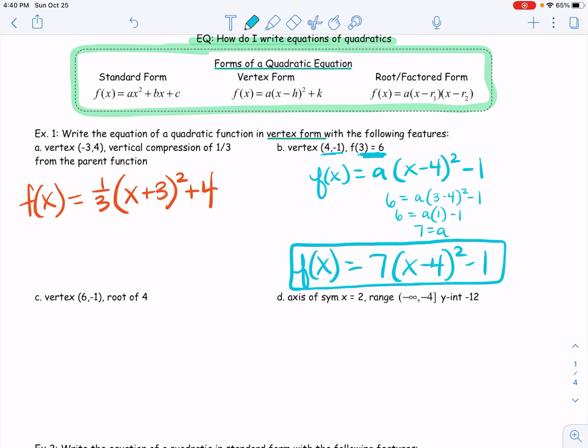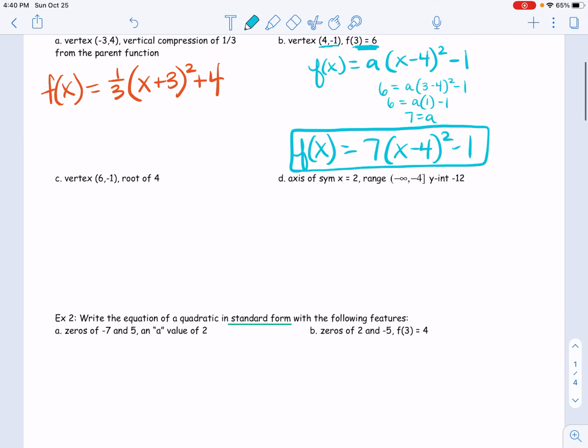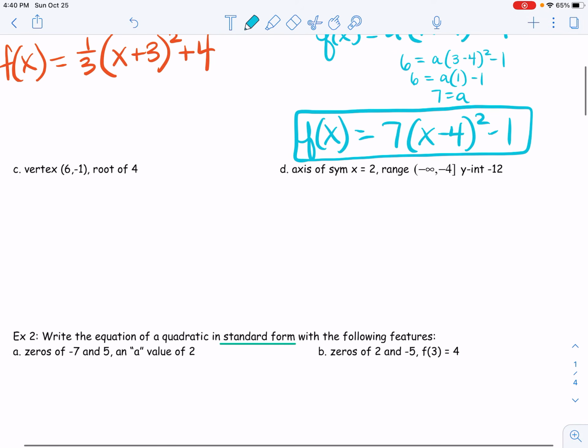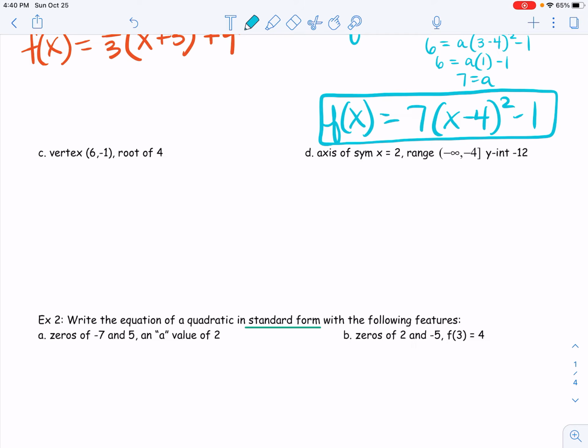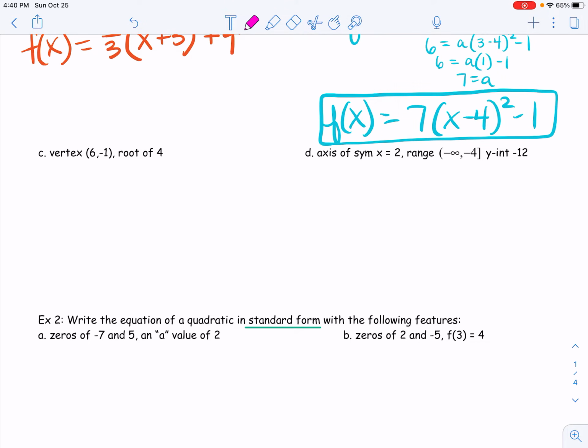Okay, so you have to use what you have, plug it into the format that you want your answer to be in, and solve for anything that you don't have. Okay, so let's try it again. This time it says I have a vertex at (6, -1) and a root of 4. So let's take a step back and think about what that means. The vertex is easy, right? That's f of x equals a times x minus 6 squared minus 1. So I've used my vertex. But now I need to incorporate this root of 4, and my goal is to solve for our value of a.